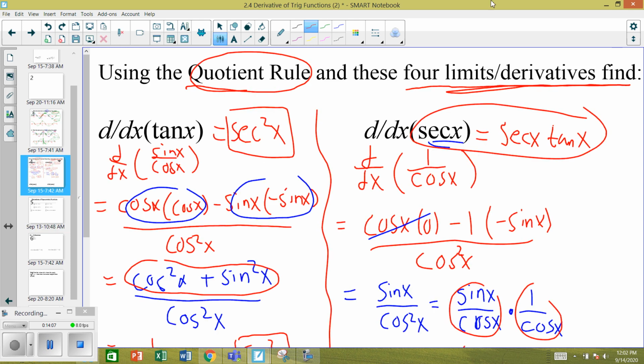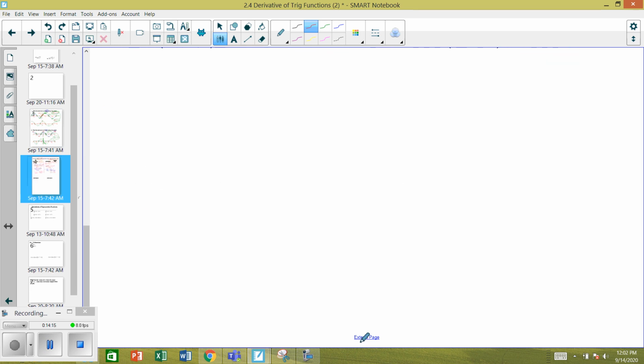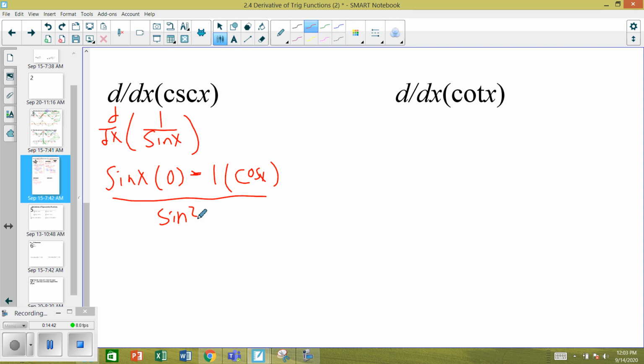I need to scroll down. Let's do the other two. So we've got cosecant and cotangent. All right, cosecant first. Again, we're going to say that this is the same thing as taking the derivative of 1 over sine of x. Okay. So low will be sine of x. D high is 0 minus high, and then the derivative of sine is cosine of x, all over sine squared x.